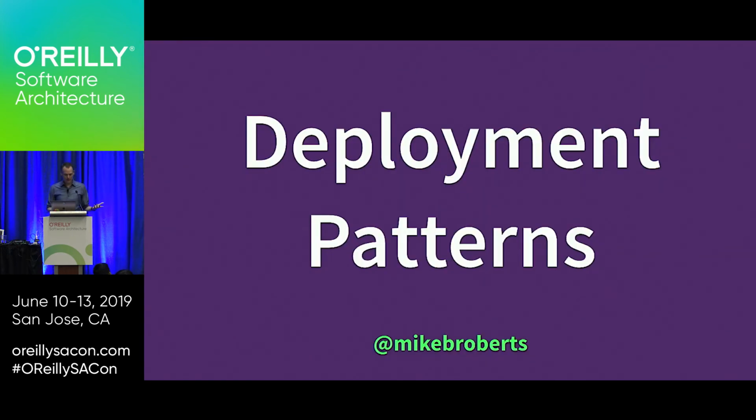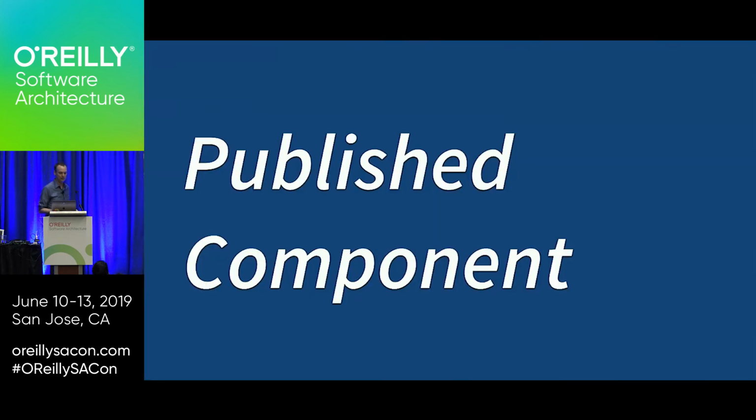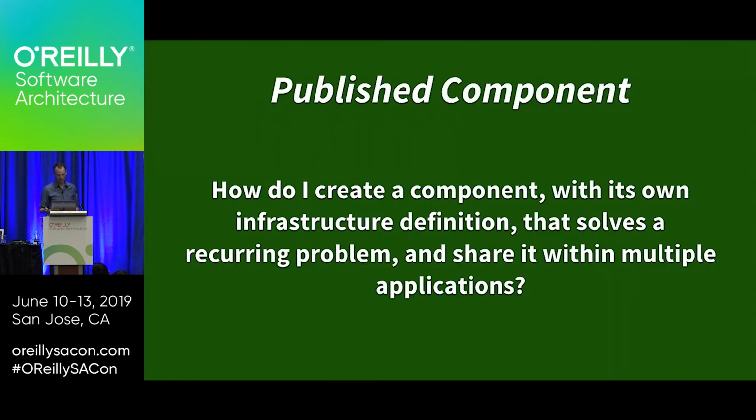I want to talk about a deployment pattern here. Most aspects of serverless deployment are actually just AWS deployment. There's nothing really that particular. But there's one that I've been using a lot this year that I think is extremely powerful. And this is using an AWS service called the Serverless Application Repository. What this is trying to solve is: how do I create a component with its own infrastructure definition that solves a recurring problem, and then share that component with its infrastructure within multiple applications?